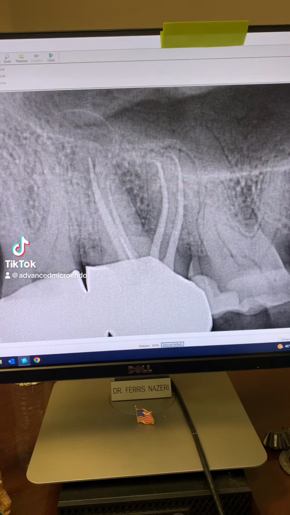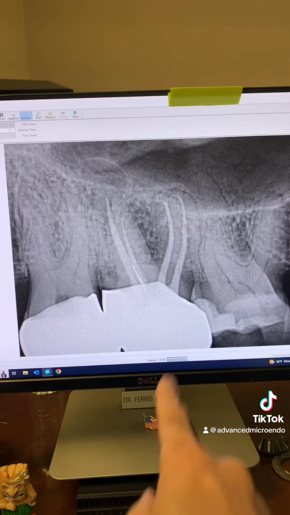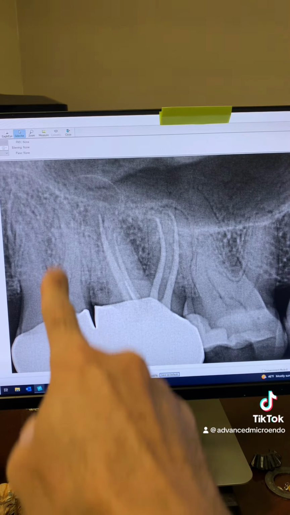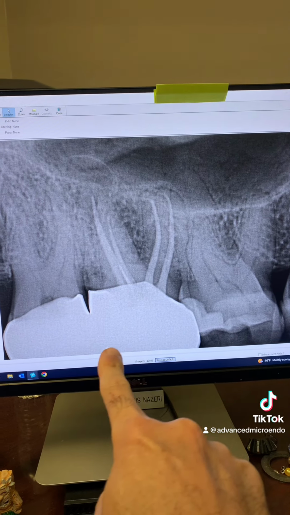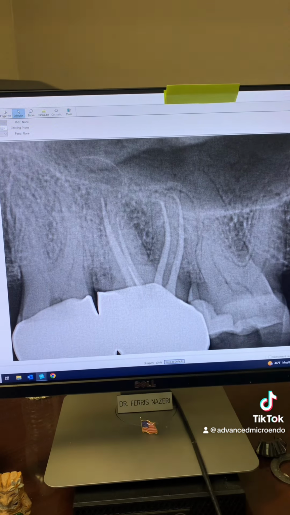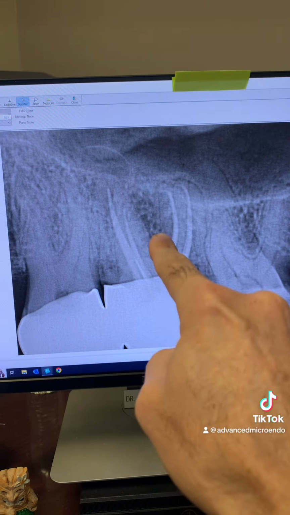This patient was referred to me for endodontic retreatment of tooth number 2. So that's the wisdom tooth, number 1, number 2, number 3. Number 2, as you can see, has a crown, previous root canal, and periapical lucency here. And what's going on here?